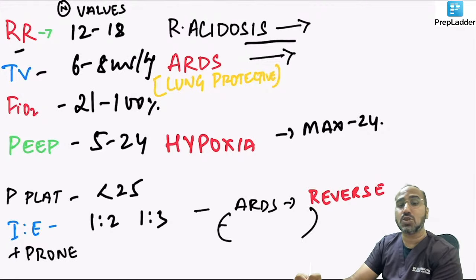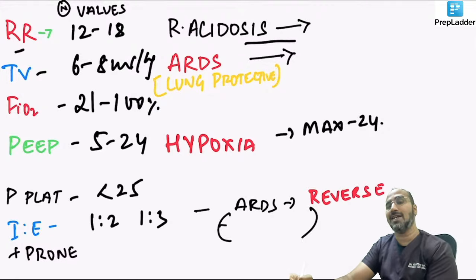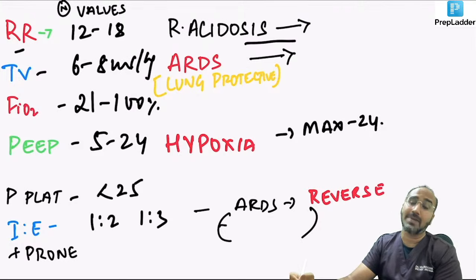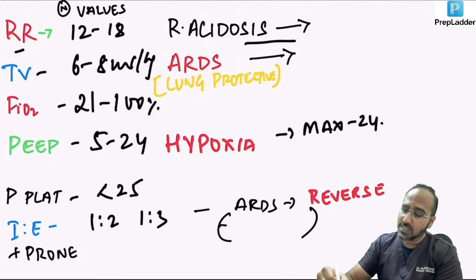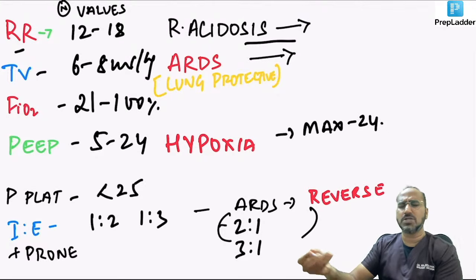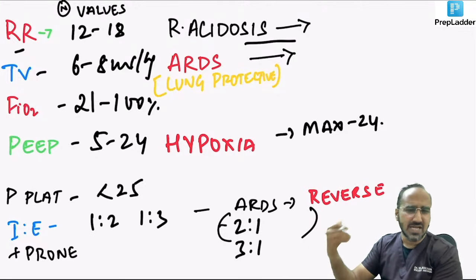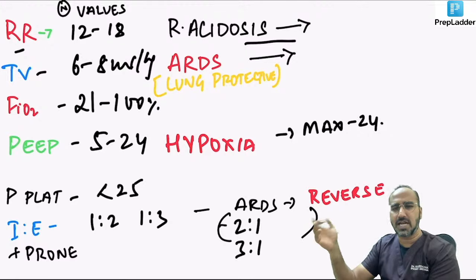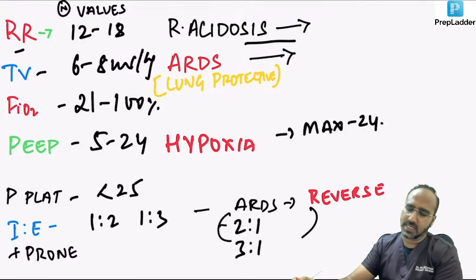Then there is the I to E ratio, that is inspiratory to expiratory ratio, which is 1 to 2 or 1 to 3. But in the case of ARDS, we reverse this ratio and make it 2 to 1 or 3 to 1. In ARDS, we also go for prone position ventilation, where 16 to 18 hours of prone position is given and 4 hours of supine positioning. Anyways, guys, these are the normal values.